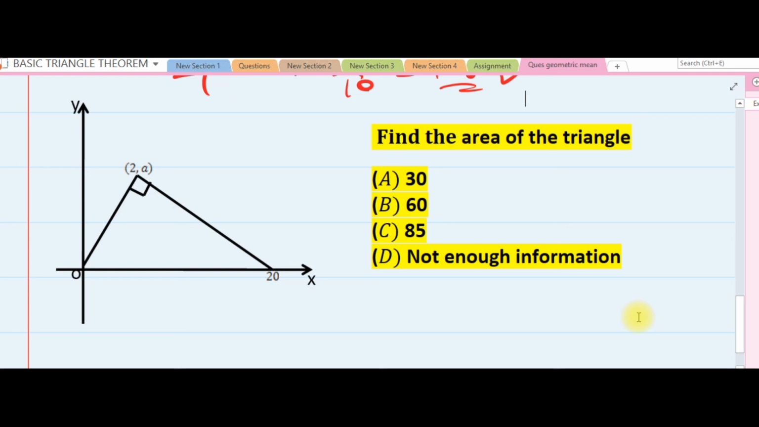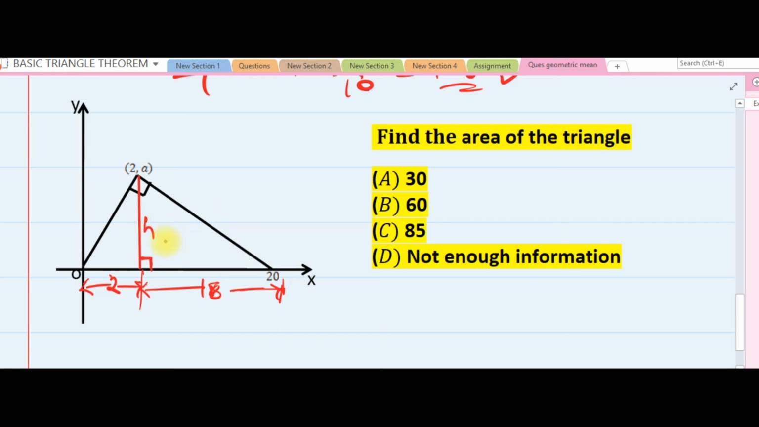So finally, we are asked to find the area of this triangle. The best way I will solve this is to draw a perpendicular. So this is my height. And remember, this is 2. Since this is 20, from here to here is 2, meaning from here to here must be 18, since it's 0 to 20. So that's my height.